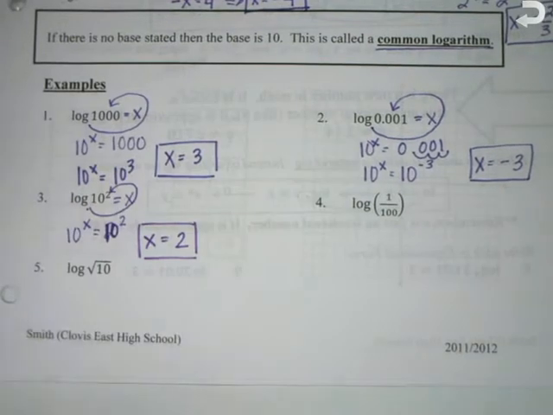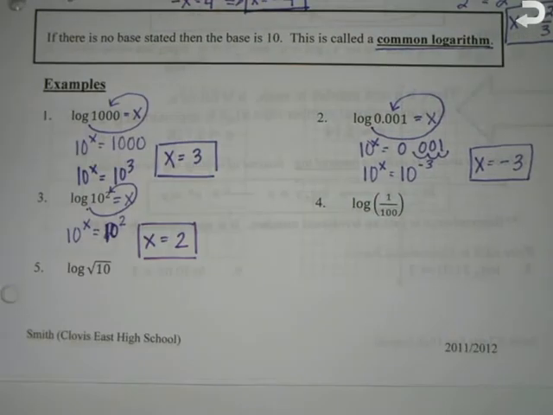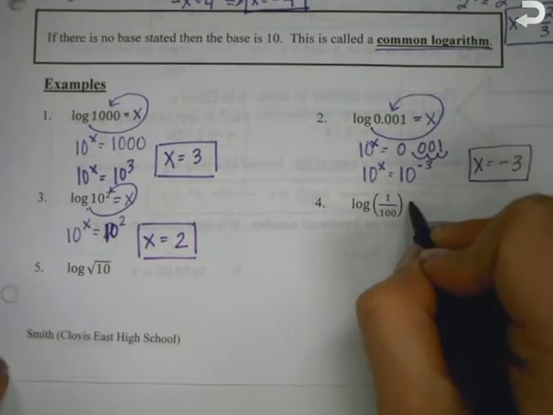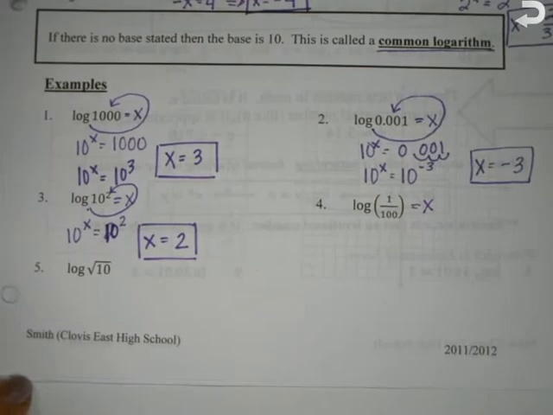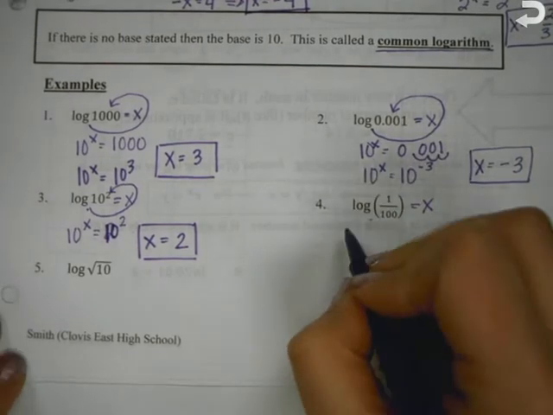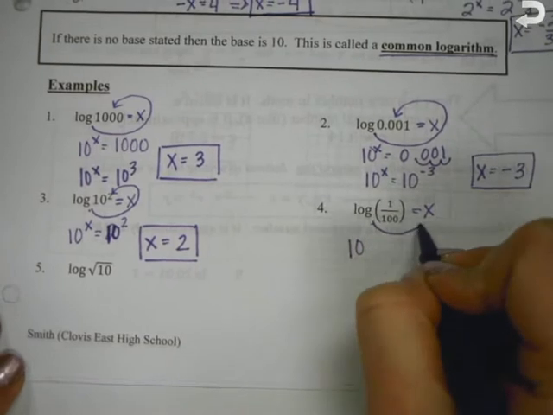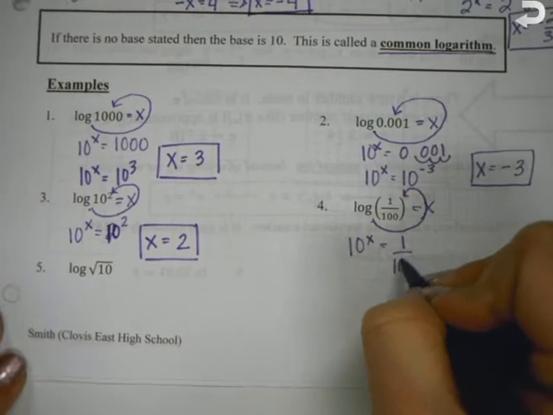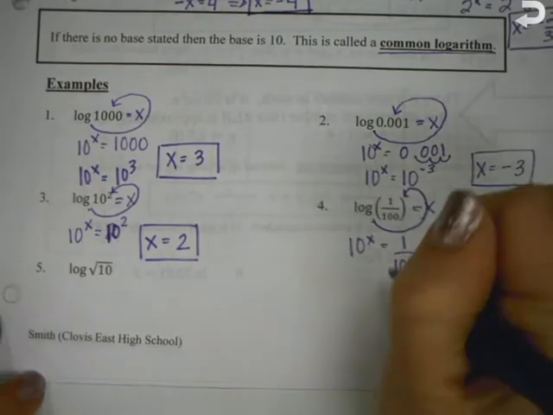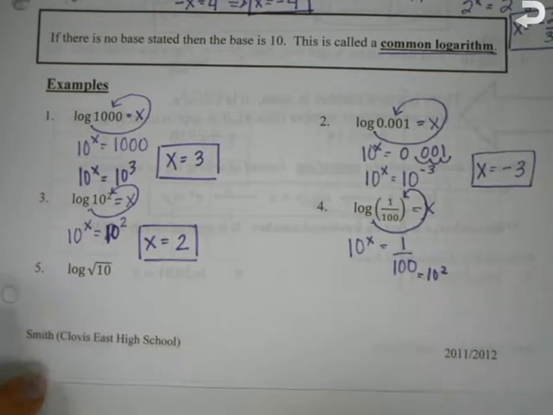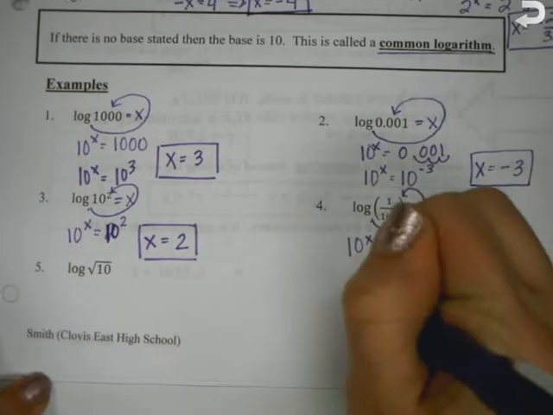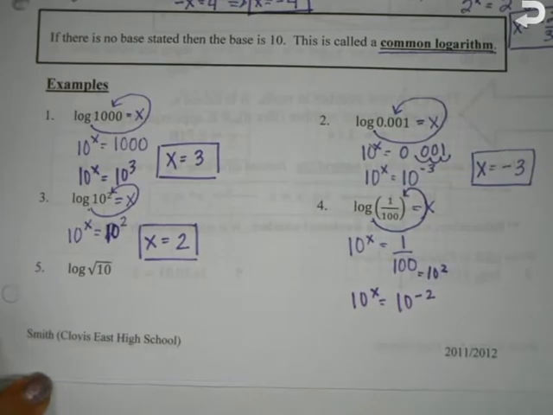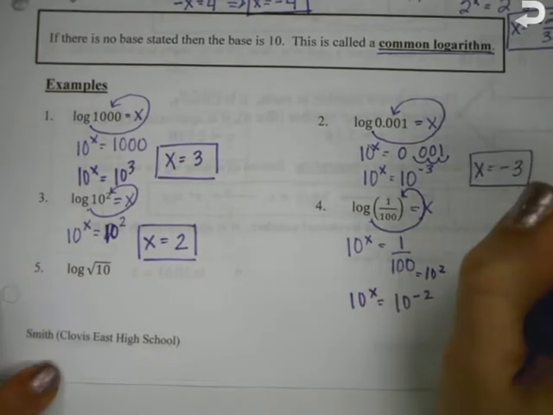Okay, number 4. Set the whole thing equal to x. There is no base listed, so we assume 10. 10 to the x is equal to 1 over 100. Now 100 is 10 to the what? 10 to the second. So it's going to be 10 to the x equals 10 to the negative 2. Drop those bases, so x equals negative 2. Yep.